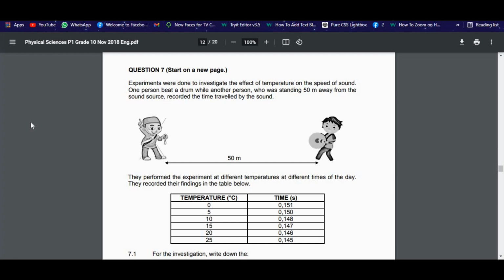Question 7 says, experiments were done to investigate the effect of temperature on the speed of sound. Okay, bit of an investigative question, this one. One person beat a drum while another person who was standing 50 meters away from the sound source recorded the time traveled by the sound. They performed an experiment at different temperatures at different times of the day. They recorded their findings. So first temperature 0, and then the maximum temperature I see there was 25, and then of course time in seconds. And we definitely see there's a bit of a decrease in time happening there.